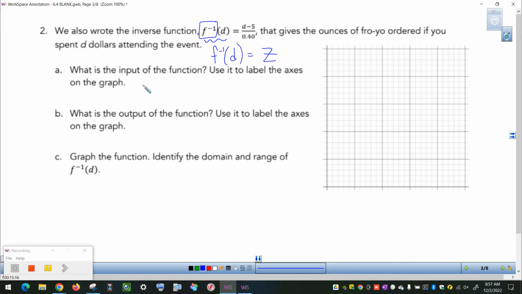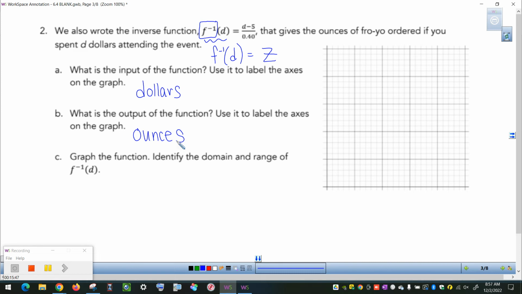All right, so we've sort of already answered together here part A and B. We know that when we're looking at the inverse, the input and the output variables switch places. And so dollars used to be the output of the original function. Now for the inverse, dollars have become the input, and now we have ounces for the output. We're going to do the same thing now. We're going to use that to help us label the axes on our graph.